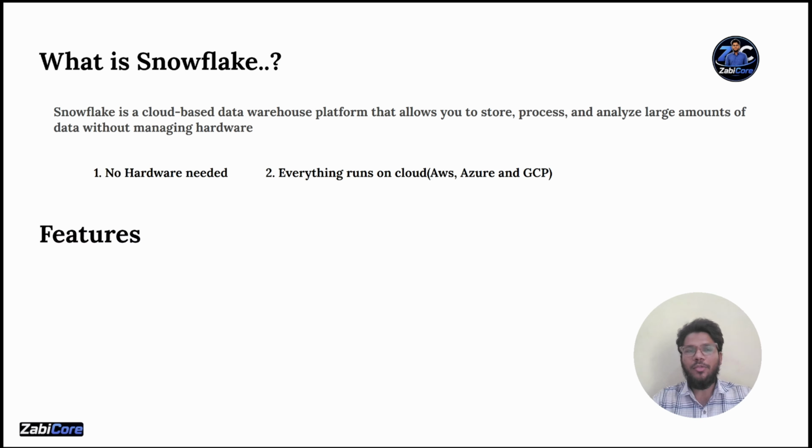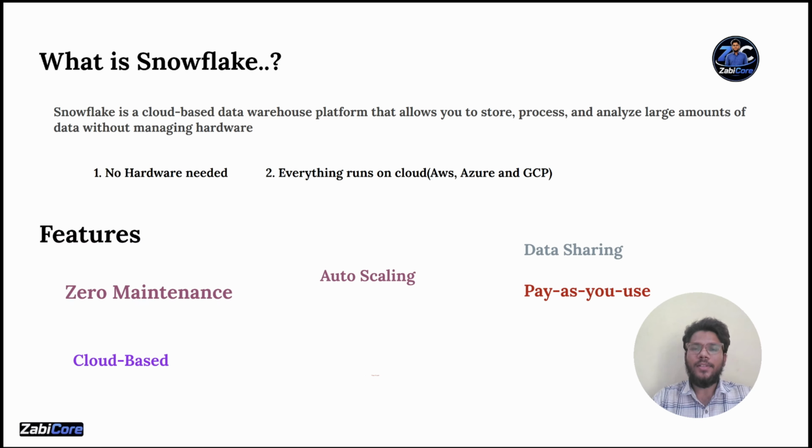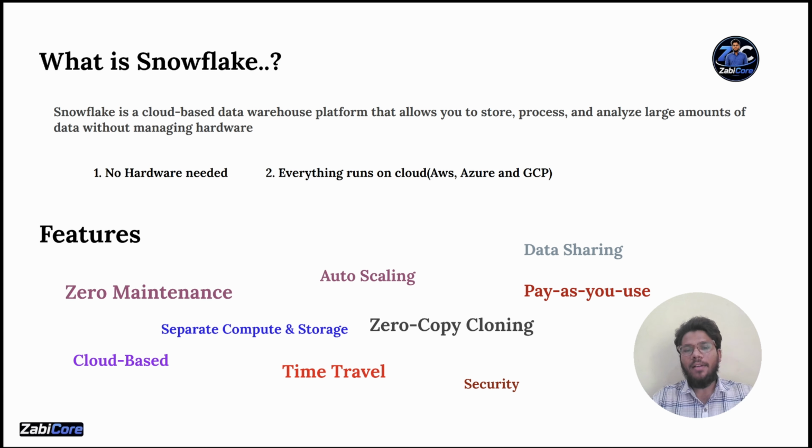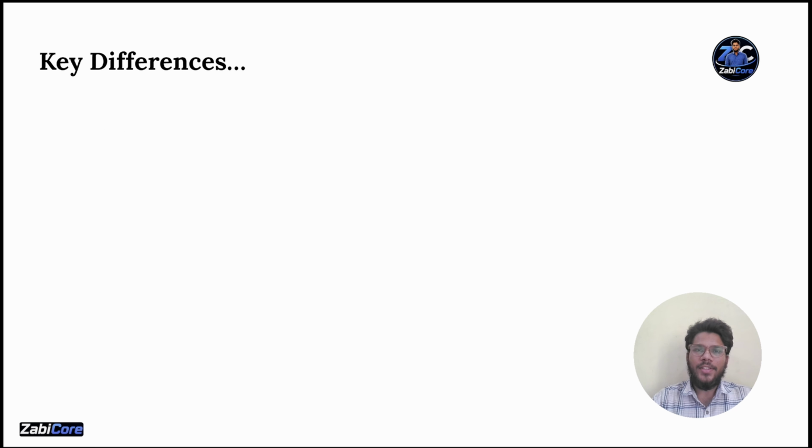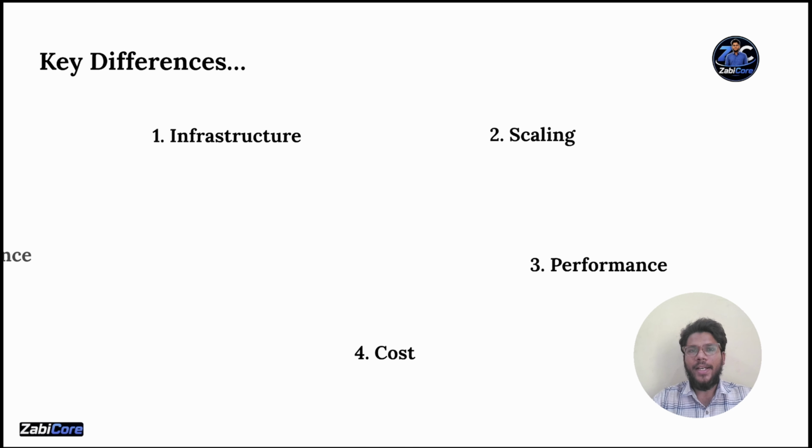These are the main features of Snowflake: auto scaling, time travel, and zero copy cloning. I'll do a separate video and explain all these features practically. For now, just focus on Snowflake versus traditional data warehouses. These are the key differences: infrastructure, scaling, performance, cost, and maintenance.